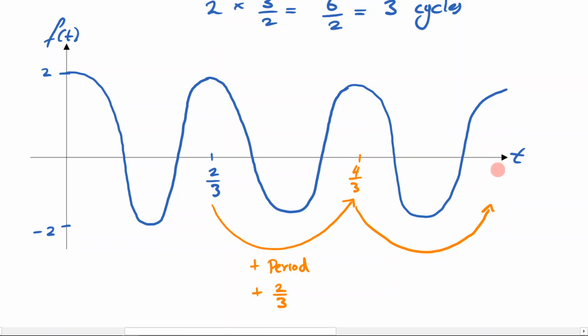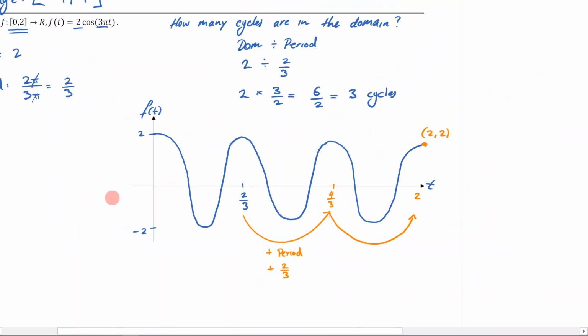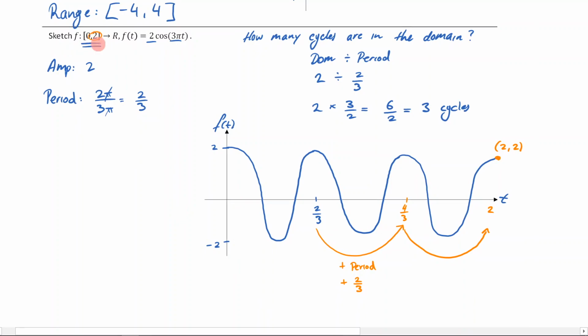So it's going to be 6 on 3, which we know is 2. We know that's 2. So that means this point up here is going to be 2, 2, because this is 2 as well. So do you see how I have reached my domain there? My domain is 2, and by drawing 3 cycles, I have arrived at 2. Hopefully that makes sense.